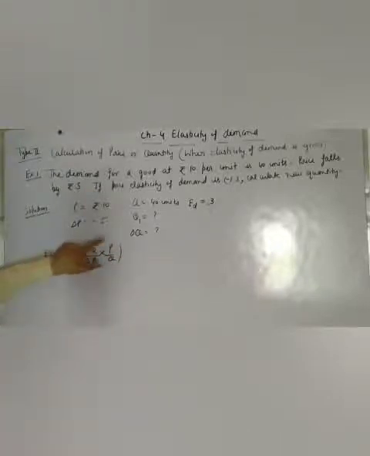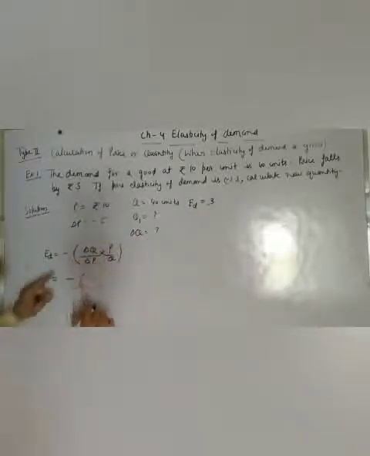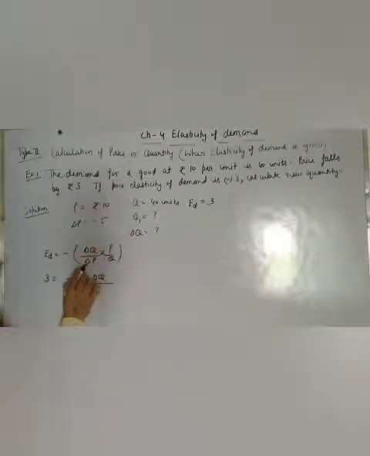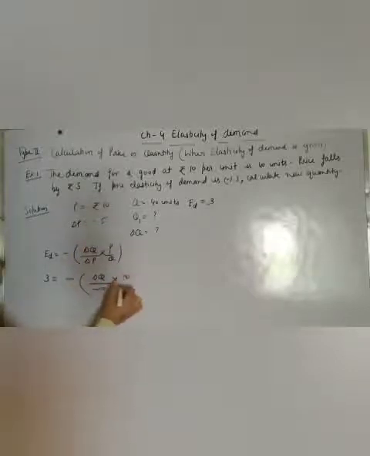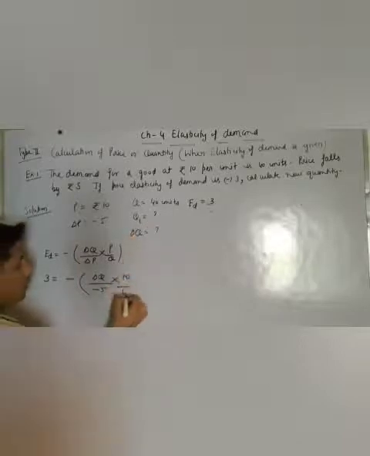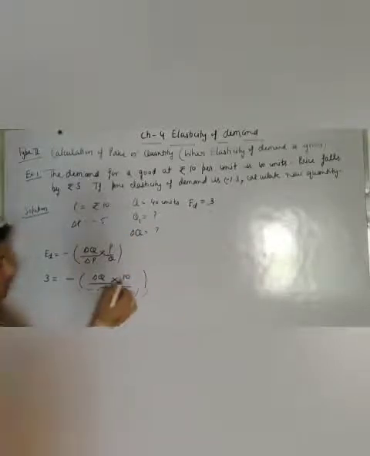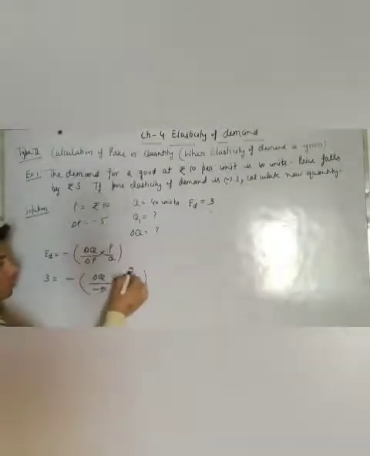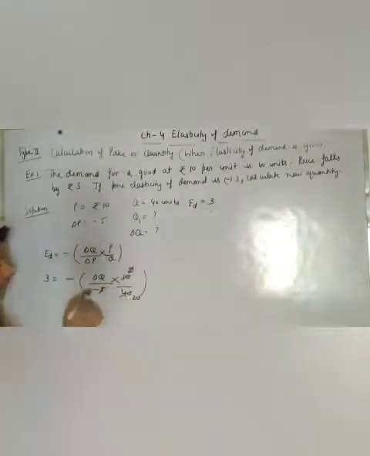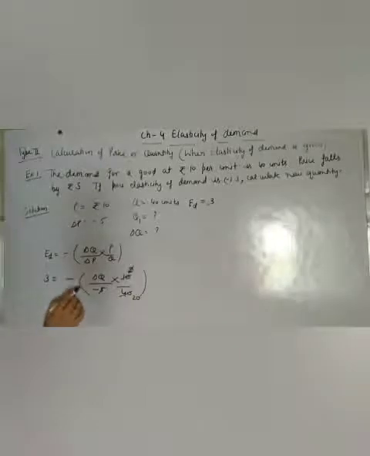What is the value of ED? 3. Minus, what is the value of delta Q? We don't know, delta Q. What is the value of delta P? Minus 5. What is the value of P? 10. What is the value of Q? 40. 10 divided by 5 is 2, and 40 divided by 2 means 20. This minus sign and minus sign will become positive.